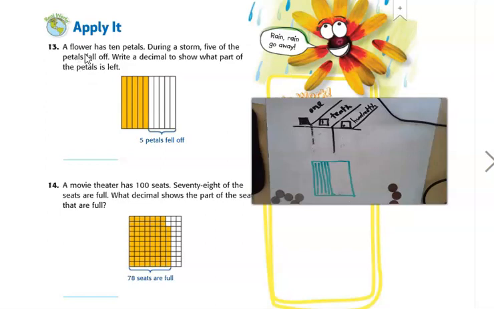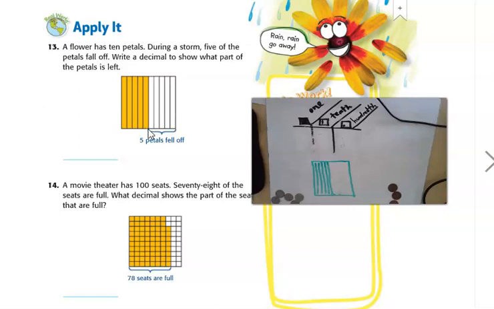Number 13, a flower has 10 petals. During a storm, 5 of the petals fall off. Write a decimal to show what part of the petals is left. So they've shown the 5 petals, 1, 2, 3, 4, 5, that fell off. The yellow colored bars here are the petals that remain. Since it only had 10 petals, I didn't need the bars. If these are the petals that fell off, then these are the petals that are still there. I see 1, 2, 3, 4, 5.